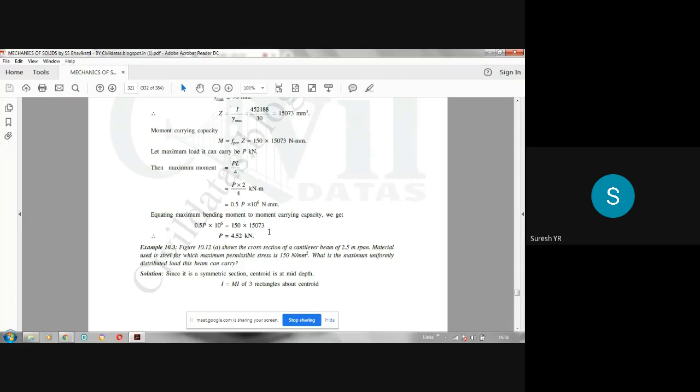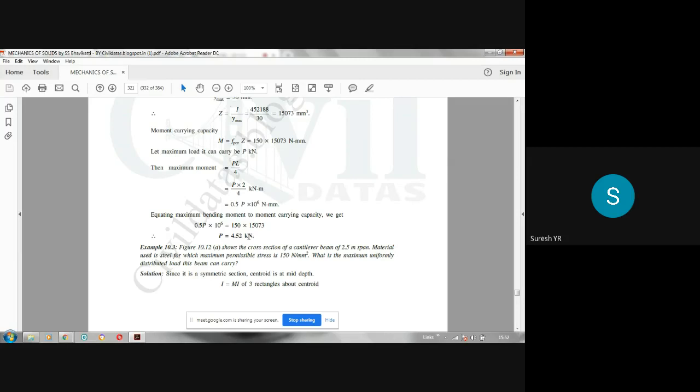So you should be very, very careful about units. That's what I told them. You convert moment to Newton and millimeter, and the final answer you'll get in Newton. If you simplify this, you will get P as 4,520 Newton. So you convert that to kilonewton finally, 4.52.